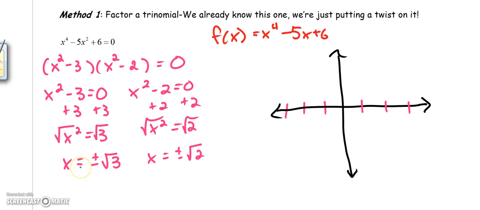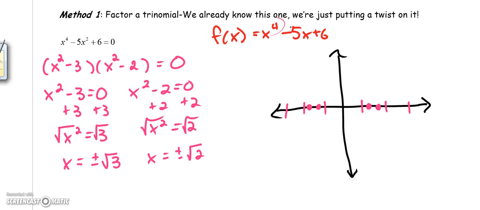So for the first point, plus or minus √3, it's going to be about here and here. And then for plus or minus √2, it's going to be about here and here. Again, if you're not sure what those values are, just type square root of 2 into your calculator and square root of 3. Now to sketch the graph, this is x to the fourth.